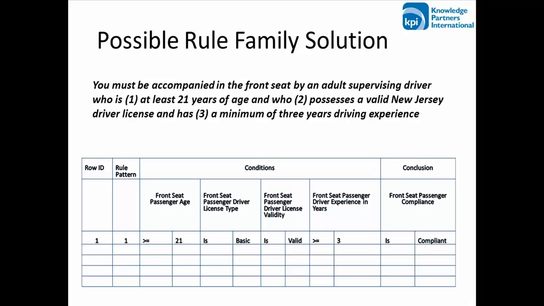And it's as simple as that. But this example, like most examples, hasn't told us the rest of the story. They've just told us the happy path in terms of what it is for the front seat passenger to be compliant. So we have to come up with the things that are not compliant.